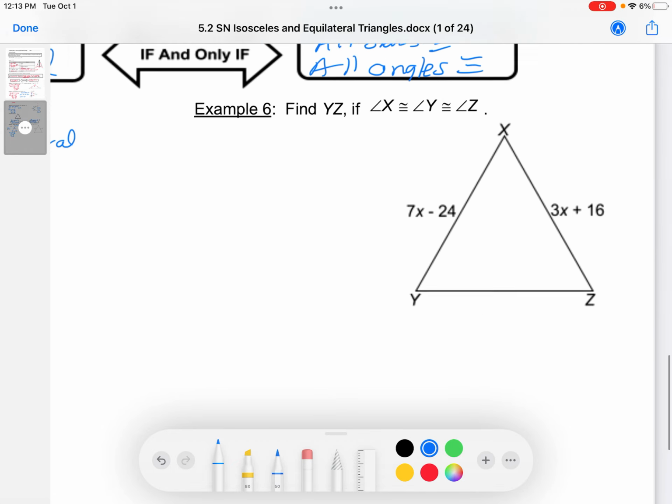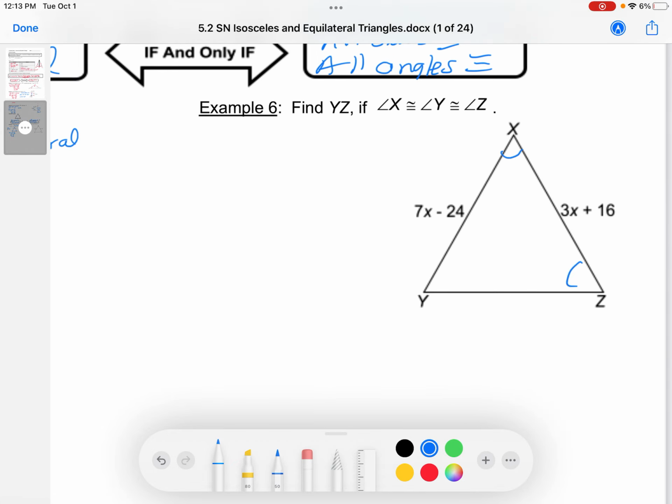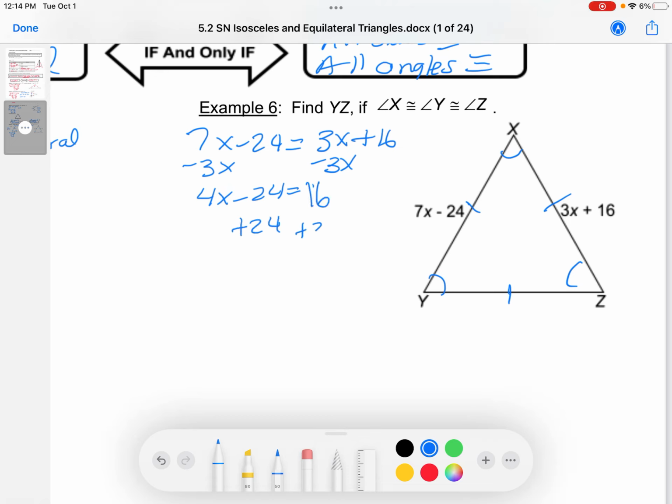Let's take a look at example 6. This is also an equilateral, or equiangular, triangle, which means all the sides are the same, and we only have two of the sides, so you take those two sides and set them equal to each other. I subtract 3X from both sides, so 4X minus 24 equals 16. Add 24 to both sides, so 4X equals 40. Divide both sides by 4, X equals 10.